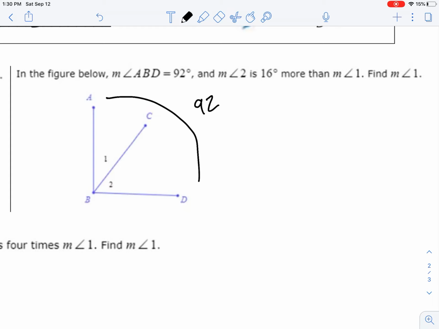Okay, so here's what we got to do. I don't know what the number is, what the measure of angle 1 is, and in math, when we don't know what a number is, we make it a variable. So the measure of angle 1, I'm just going to say that's x. I know the measure of angle 2 is 16 more than the measure of angle 1, so I can just say the measure of angle 2 here is x plus 16. So whatever we find out x is, that's what this is, and then we're going to add 16 to it.